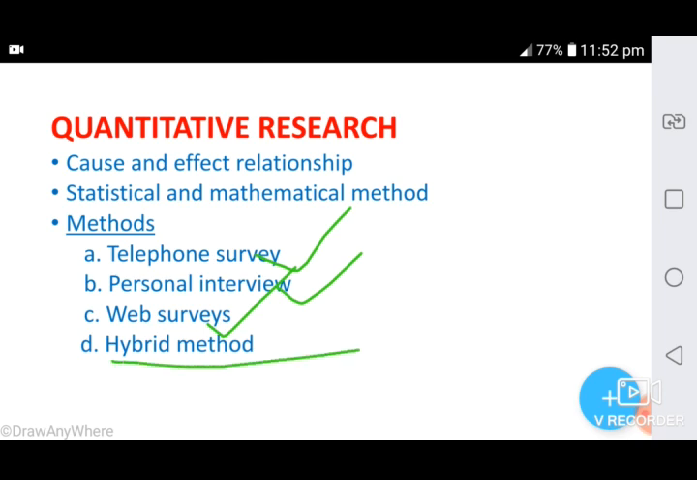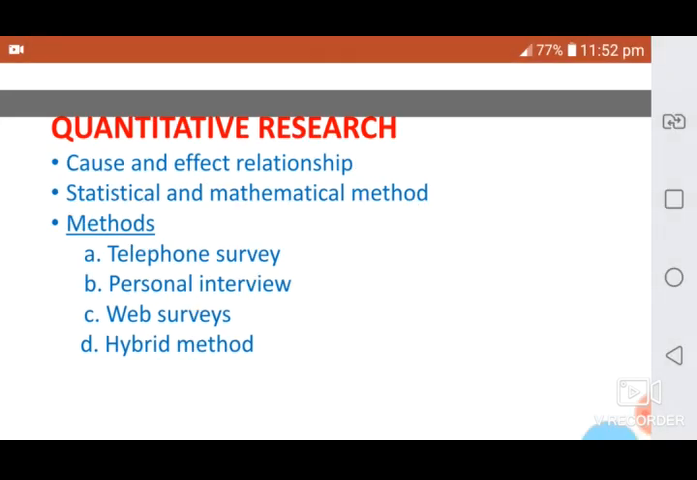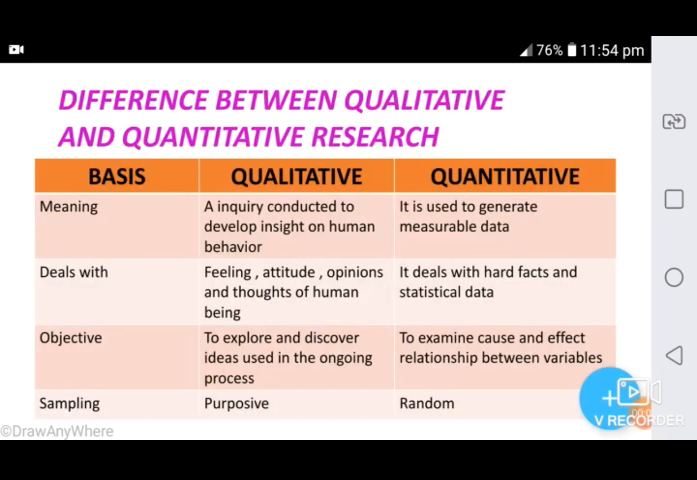Then hybrid method. In the hybrid method, any two research methods, say web survey and personal interview, or web survey and telephone survey, are combined to gain information regarding the problem under study. Okay, it is called a hybrid method. Next we discuss the difference between qualitative and quantitative research.